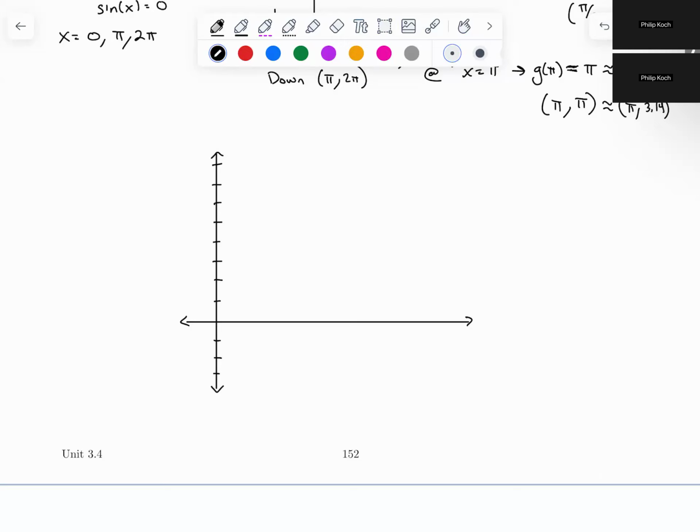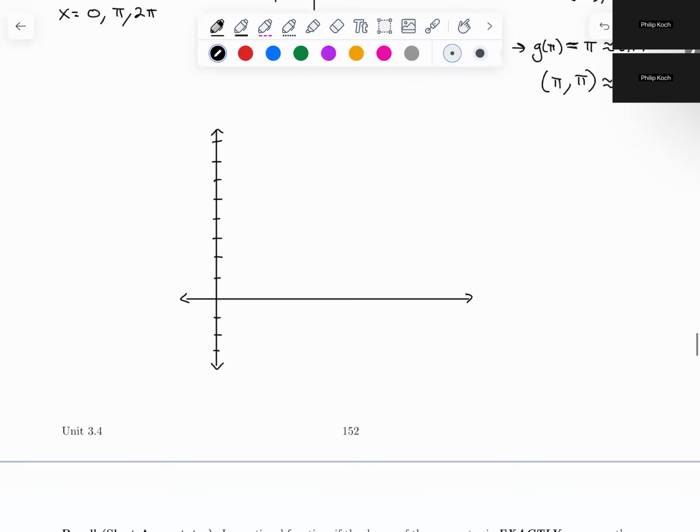And because I know that all of my critical values, all the places where my curve is going to shift and change, are nice angles, I'm going to break my curve up by increments of pi over 3. So here's 2 pi. Half of that would be pi. Break that up into thirds. So this is pi over 3, 2 pi over 3, 4 pi over 3, and 5 pi over 3.